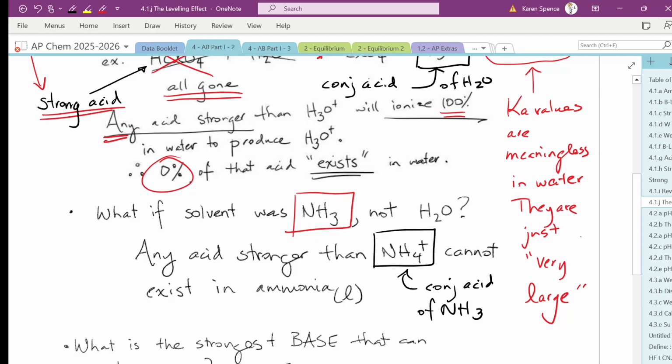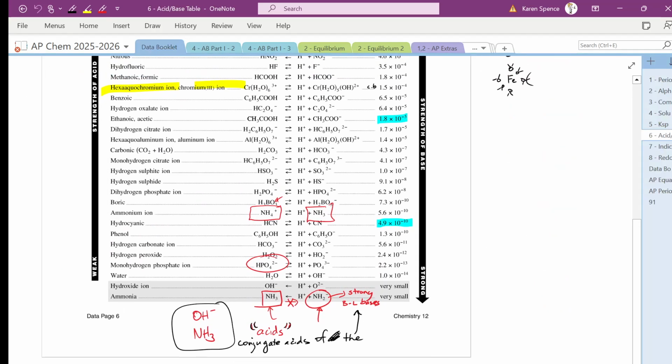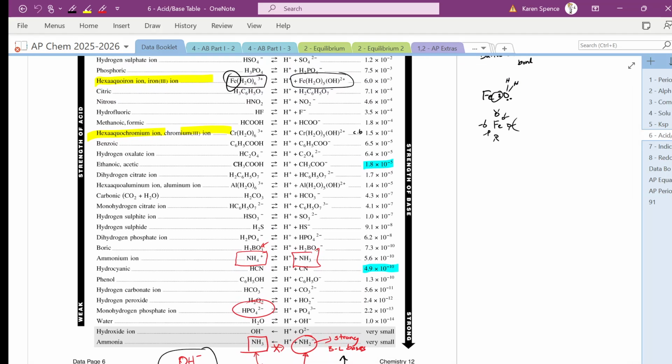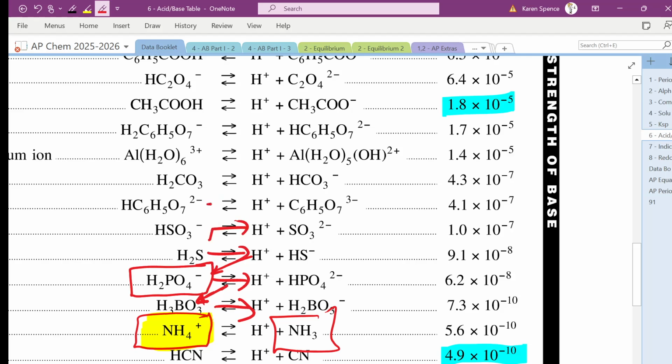So let's go take a look at our table, okay, of values here. And if we had ammonia, here's ammonium. If our solvent were ammonia, that would mean that boric acid would be a strong acid. That would mean that H2PO4 minus would be a strong acid. And all of these would then go to completion.